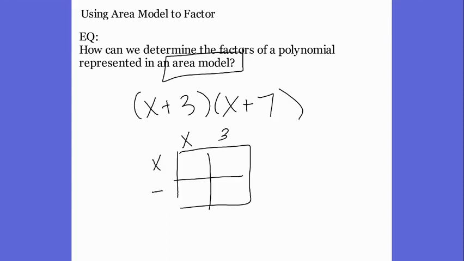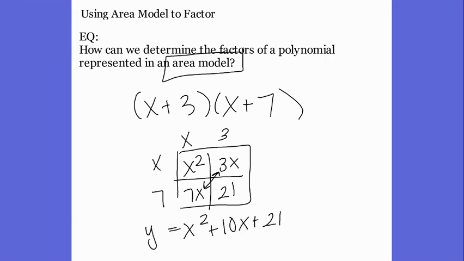We put these here, and then in each of these boxes we multiplied. So x times x, 7x, and then we combined like terms, which usually lined up on the diagonal, and then we got our polynomial. So this was called using the area model to multiply.